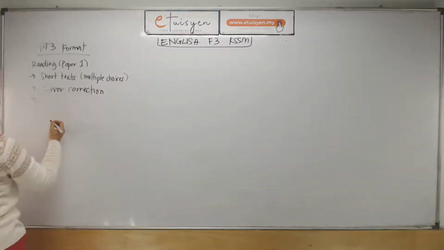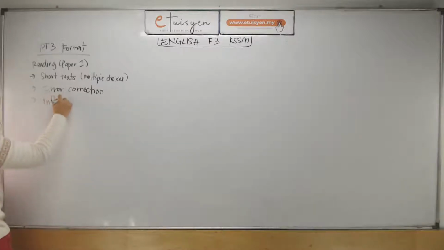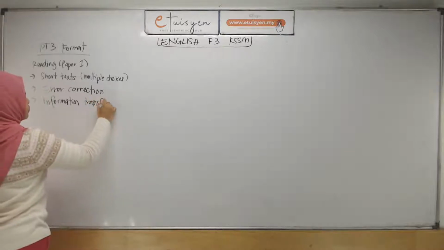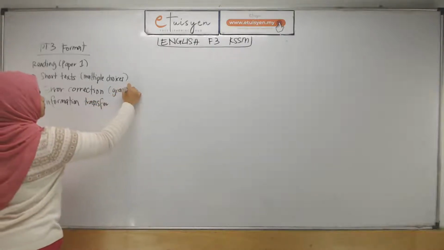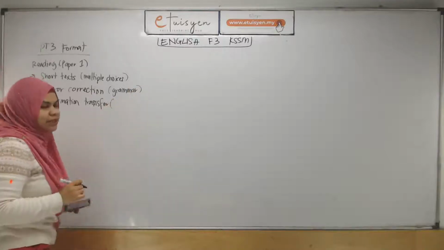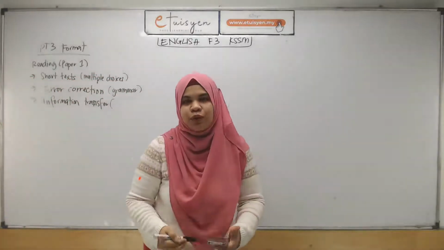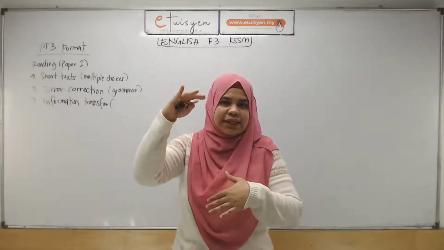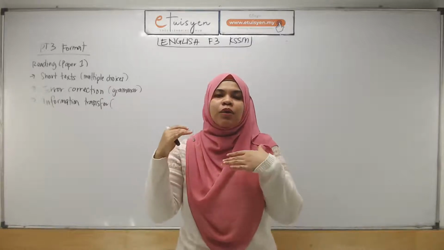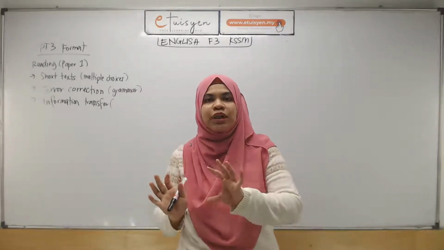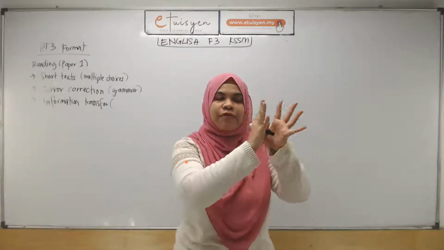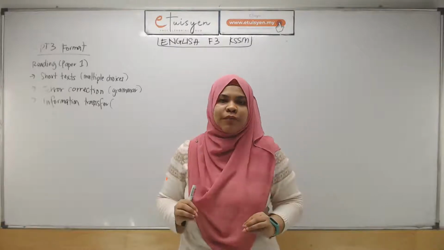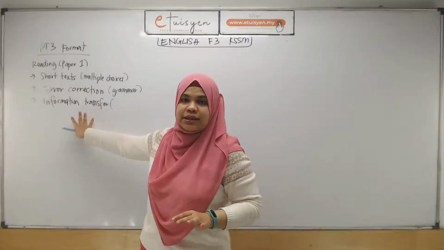The third one is apa yang to be tested is information transfer. So yang ni grammar lah mostly. Now information transfer ni, they will give you a pamphlet ataupun text ataupun macam ada artikel ke apa, and you need to answer questions ataupun ada tables, you need to match it. You kena ambil informasi, you need to read that iklan ke, that text, and then take out the information. Okay, so that's what information transfer is.